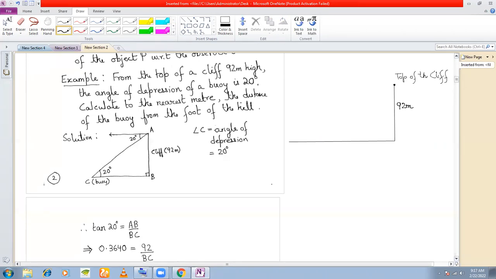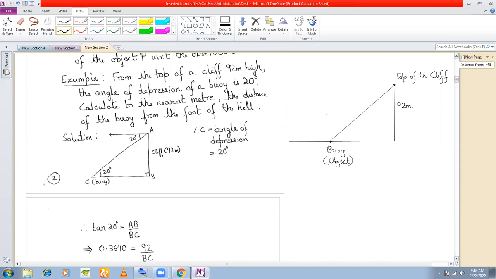Okay. The angle of depression of a buoy is 20 degree. That means if they are talking about angle of depression, the object must be here. And what is the object here? The object is the buoy, right? This is the object because they are talking about angle of depression. So you are viewing this buoy from the top of the cliff, right?